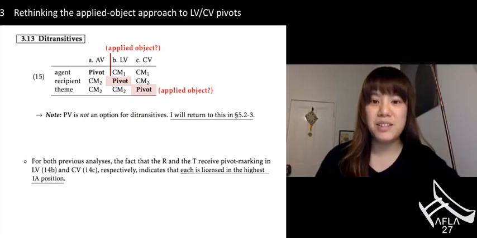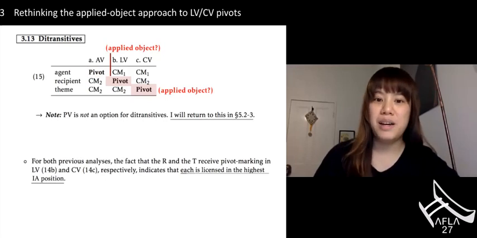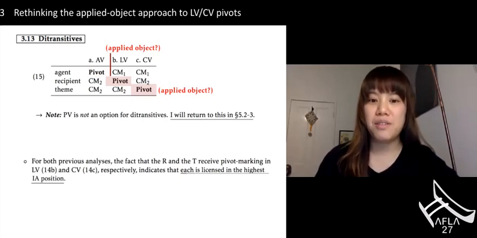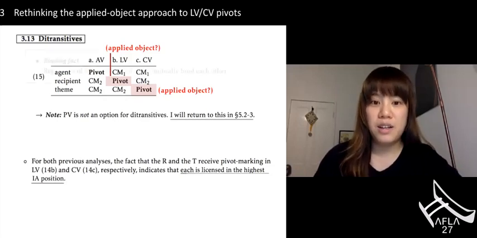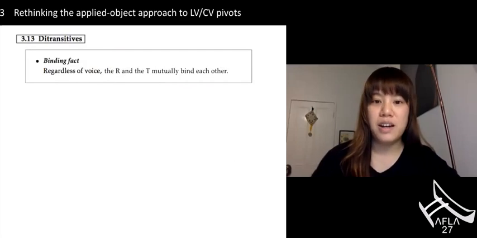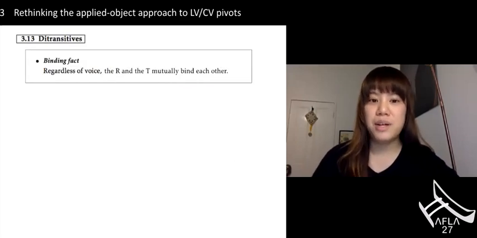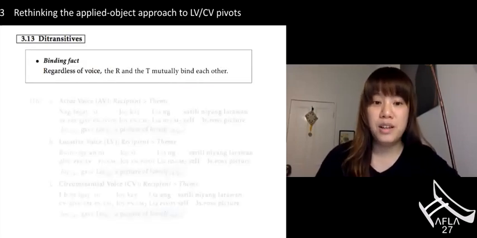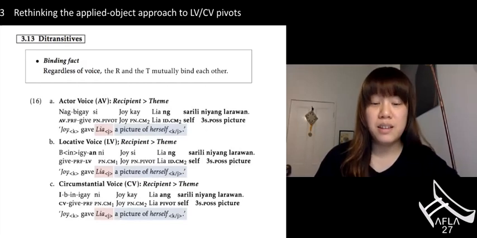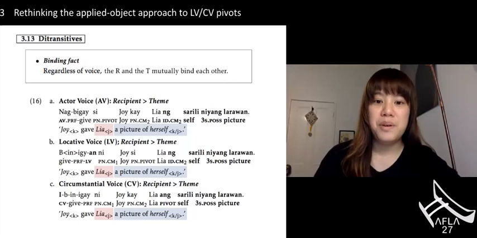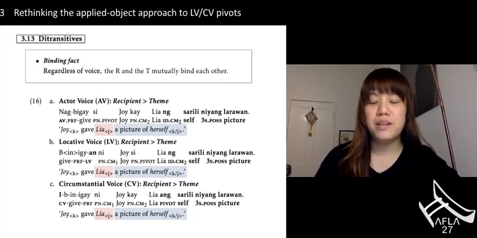Okay, so the fact that the pivot falls on the recipient in LV, but on the theme in CV suggests that they each might be an applied object in that clause if the applicative analysis of LV-CV is on the right track. So a look into the binding effect in this kind of construction, however, raises doubt about that approach. So as seen in 16, regardless of voice alternation, a recipient can consistently bind into the theme in Tagalog ditransitives.